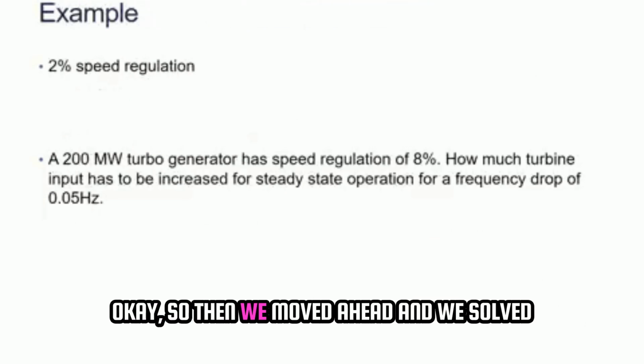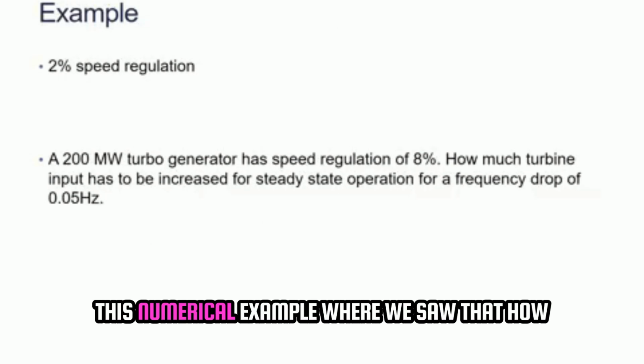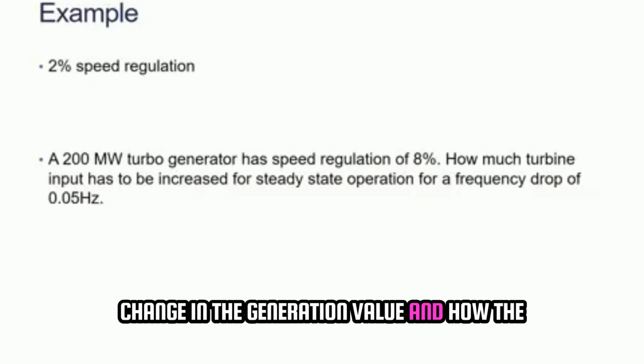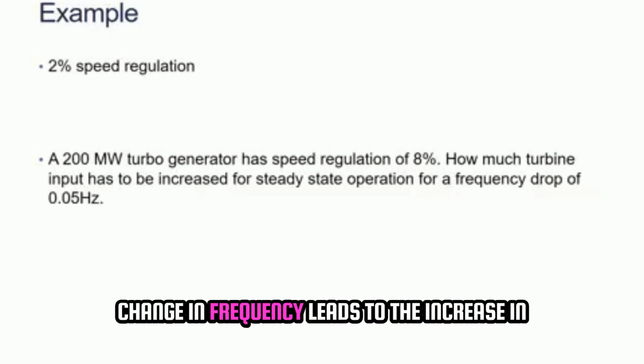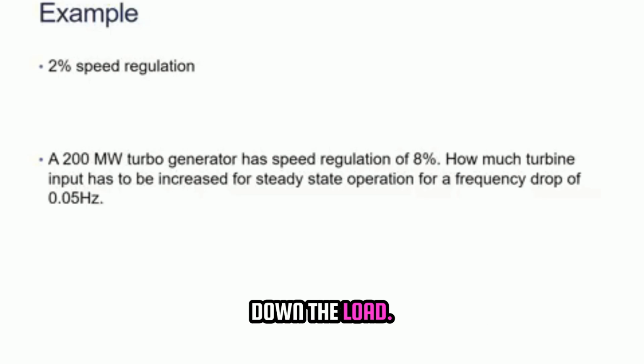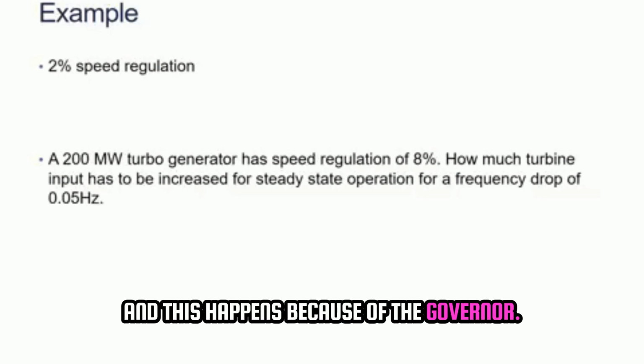Okay, so then we moved ahead and we solved this numerical example, where we saw how the change in load eventually affects the change in the generation value, and how the change in frequency leads to an increase in the generation by a small value to settle down the load, and this happens because of the governor.